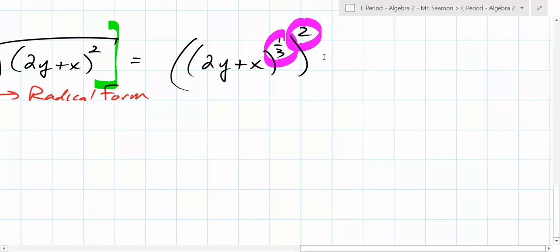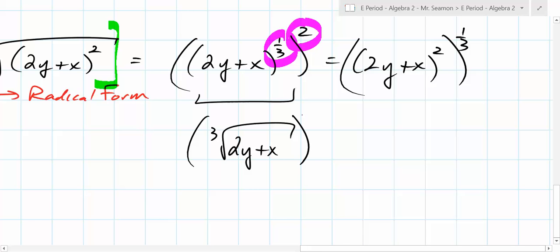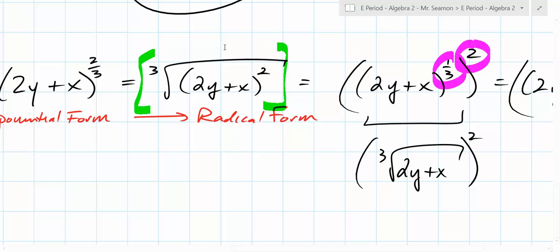The other form is, you could write this as 2y plus x to the what power? Squared, all to the, you can alternate it, right? So what do we have right here? This is the cube root of 2y plus x all raised to the what power? Like to the second power, right? Technically, it's the same thing. Generally speaking, I like this one a little better right here. But it doesn't really matter. Yes? So that's it. That's simplified right there.